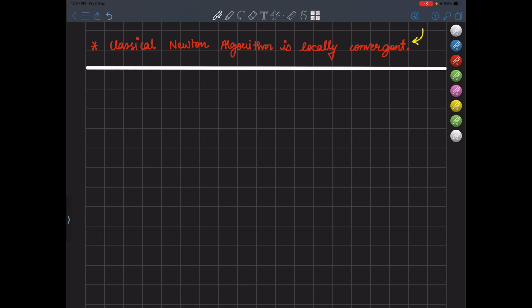In the theorem, we'll state this fact itself in a more formal way, even though we will not derive it. We will not derive that theorem, but it will help us understand that for a classical Newton algorithm, you need to choose a point sufficiently close to your optimal point. So let's see the theorem. Again, I'll first write the theorem and then I'll explain it.